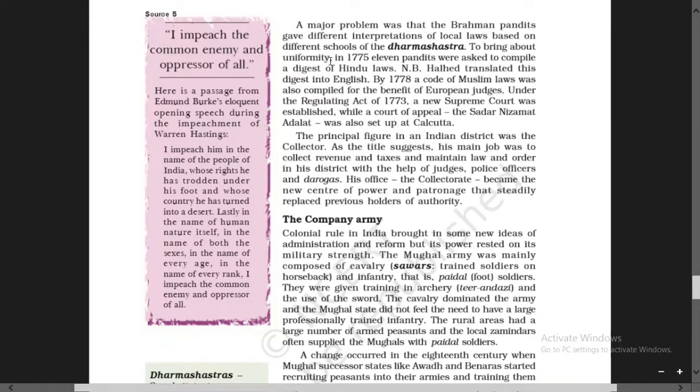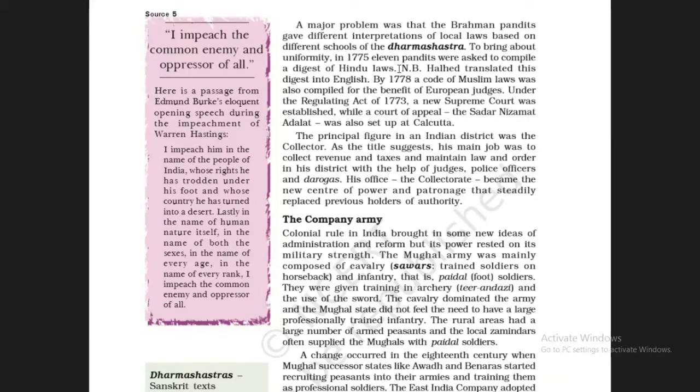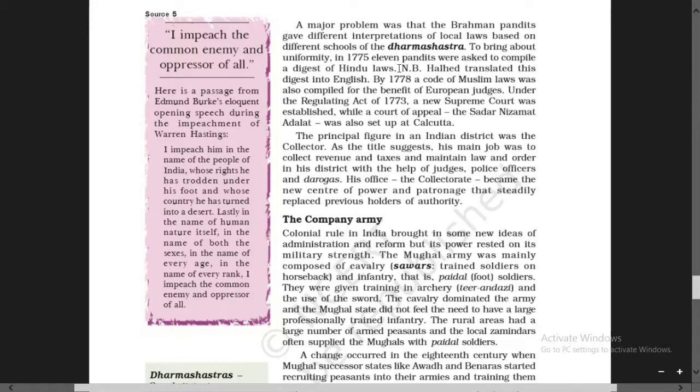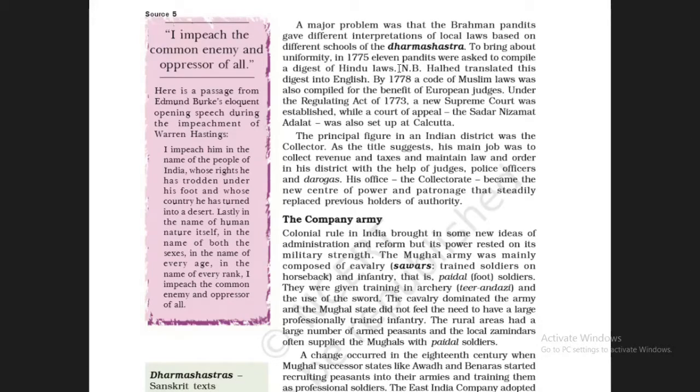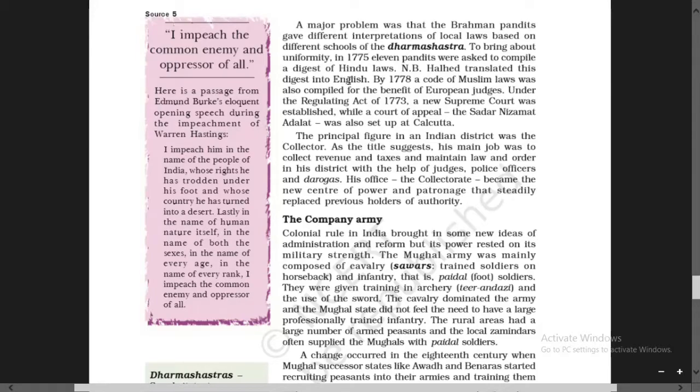To bring about uniformity, in 1775, 11 Pandits were asked to compile a digest of Hindu laws. To compile means to produce by assembling information. N.B. Halhed had translated this digest into English. So the digest made by the Hindu Pandits was again translated by N.B. Halhed into English. By 1778, a code of Muslim laws was also compiled for the benefit of European judges.